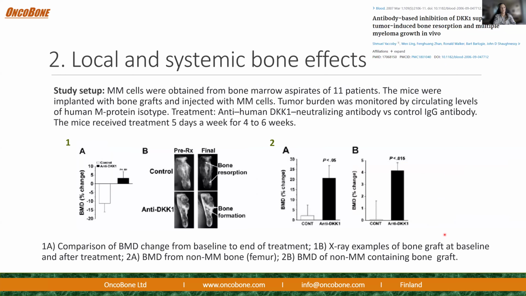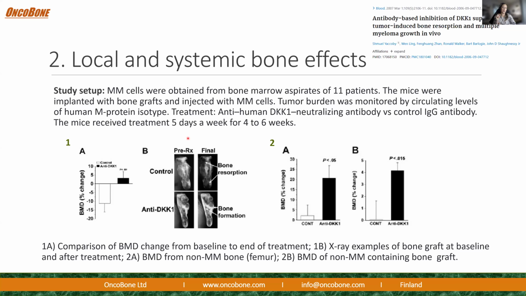The second example is to study the local and systemic bone effects. This is again a bit different animal model that they used here. They obtained the multiple myeloma cells from bone marrow aspirates from 11 multiple myeloma patients. And they also used a specific bone graft, of which you can see examples in panel B.